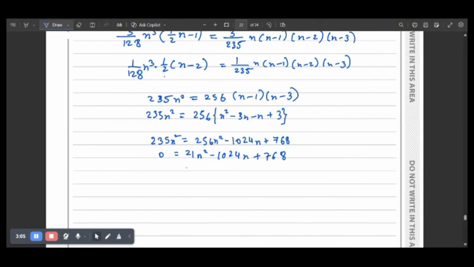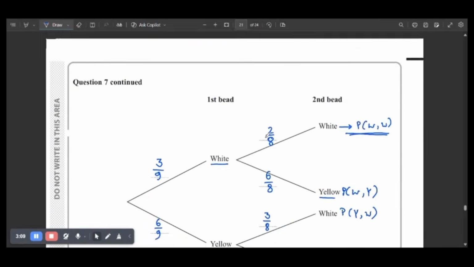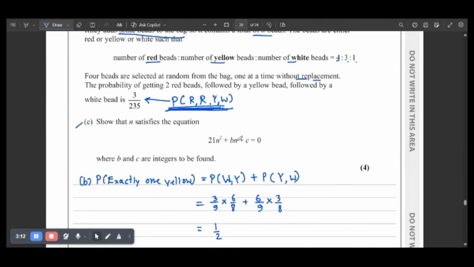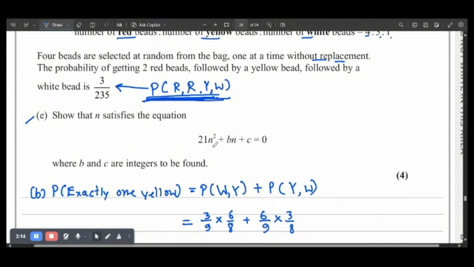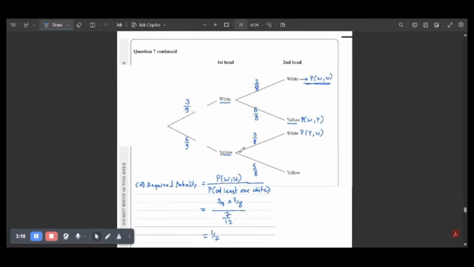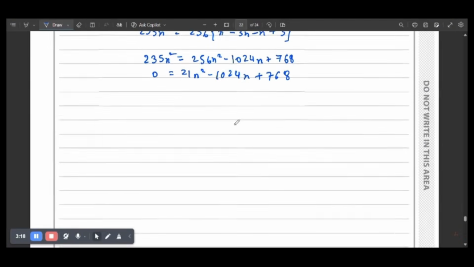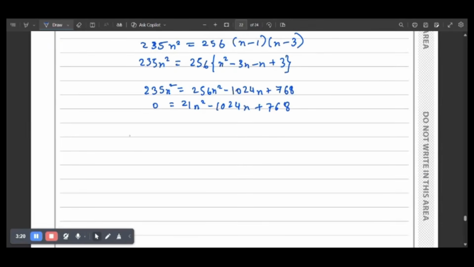The equation we get is what we are supposed to be showing. If you see the question, this is the equation we are supposed to show, and we have found the equation. What is left to do is compare and find the value of b and c. The value of b will be minus 1024, and the value of c would be 768.